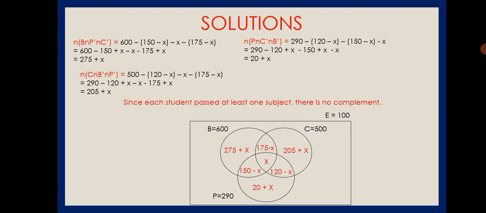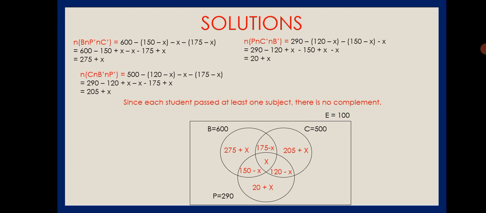Let's go to that of chemistry. Finding the number of students who passed in chemistry only. Since the students who sat to write chemistry is 500, then in the circle there is going to be 500 minus (120 minus x) minus x minus (175 minus x).